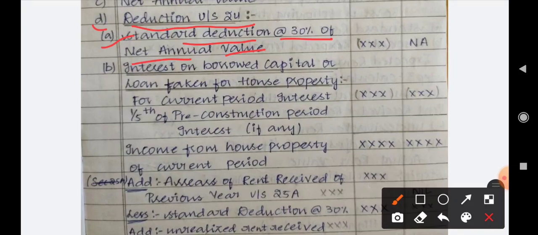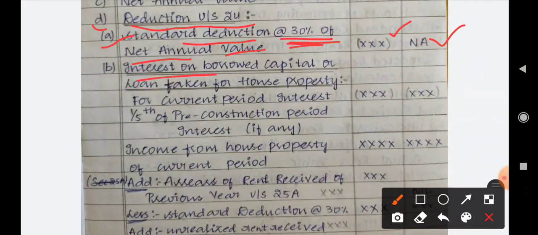Okay, if in the question they may say number of things, forget all those things, and only 30% standard deduction will be allowed. And for self occupied, it is not allowed, not applicable, because your NAV is nil, there is no income at all, so expenses also not allowed.